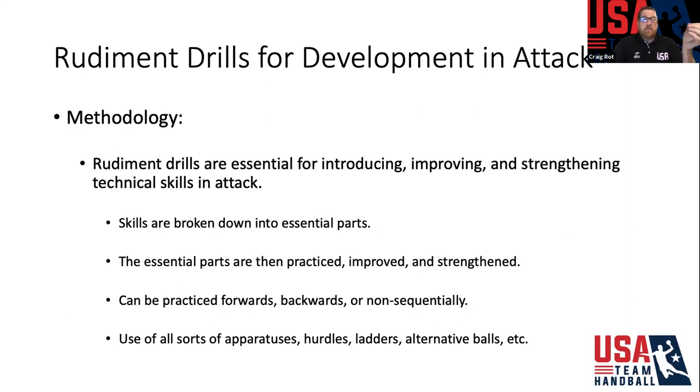Okay. Skills are broken down into essential parts. You stand back and you see the coordinated movements. Well, each of those movements that have to be coordinated together to make a technical skill can be isolated. They are practiced, improved, and strengthened. And here's the interesting part, and this is the essential part of manipulation: they can be practiced forwards, backwards, or non-sequentially. You can take it from different angles.